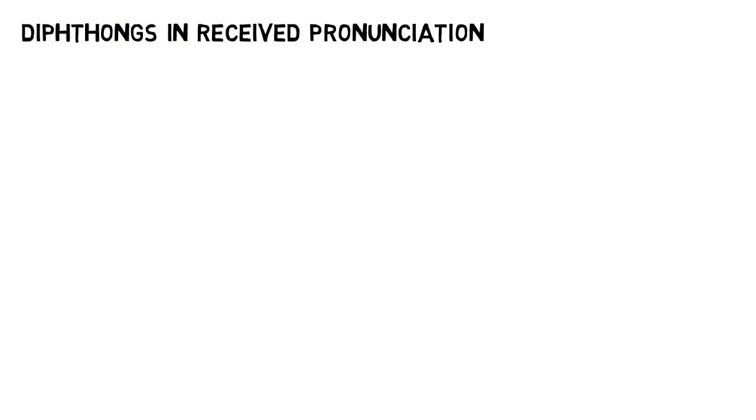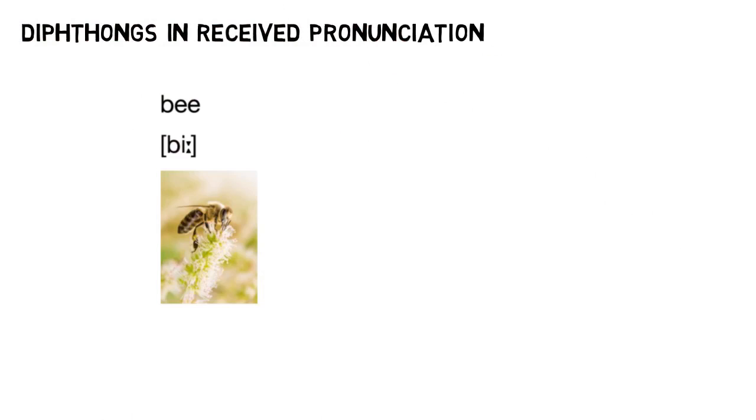At this point, we can start working through diphthongs in received pronunciation. We'll start with E as in B.